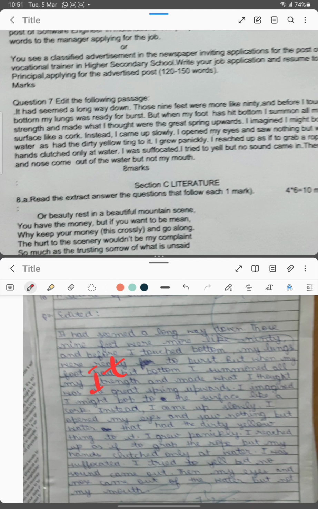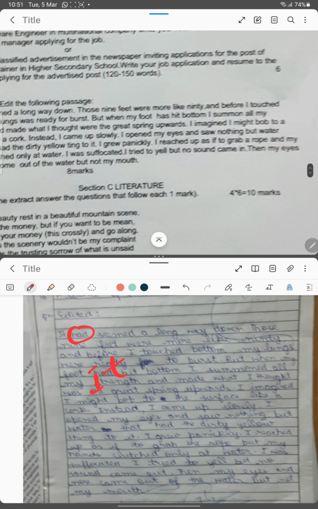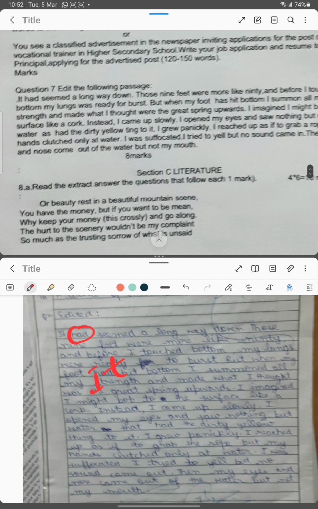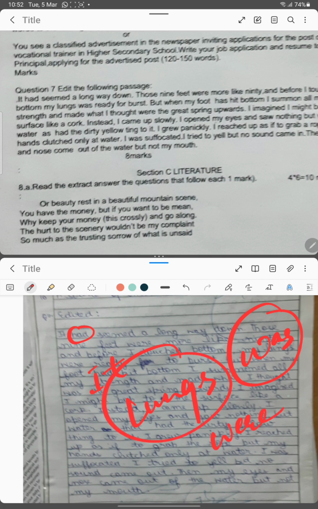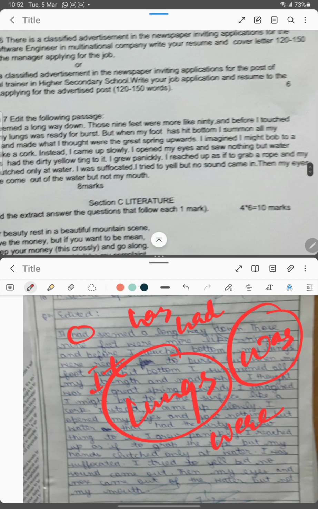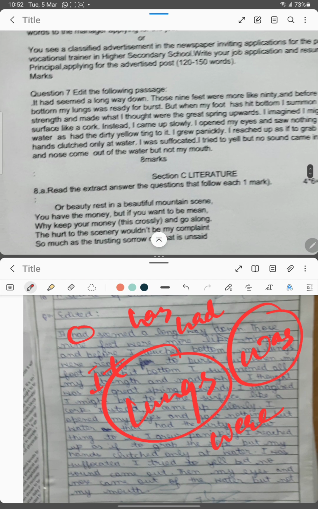It had seemed a long way down. Had remove कर दो. Those 9 feet were more like 90, and before I touched bottom, my lungs was ready to burst. Lungs के बाद was लिखा हुआ है. Lungs is plural, so were लिखेंगे. Were ready to burst. Fine. But when my foot has hit bottom, अब has लिखा हुआ है, had आएगा. Because past को हम narrate कर रहे हैं. Had hit bottom.